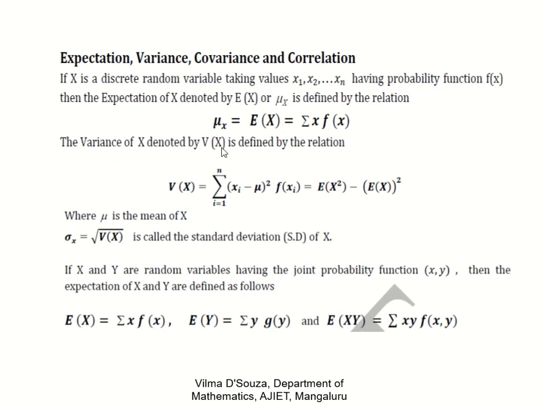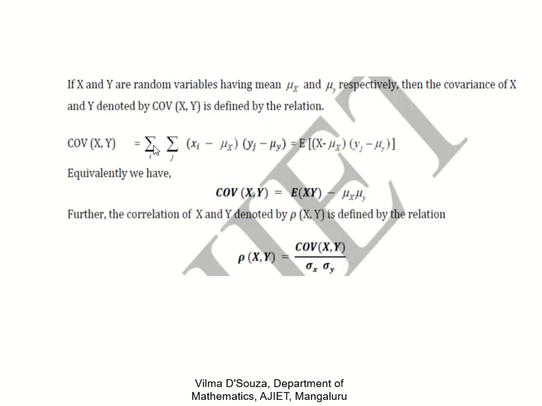We have also seen expectation of x, summation x f of x, expectation of y, summation y g of y, and expectation of xy is summation xy f of x comma y. Variance of x is E of x square minus E of x whole square, and standard deviation is the square root of variance.